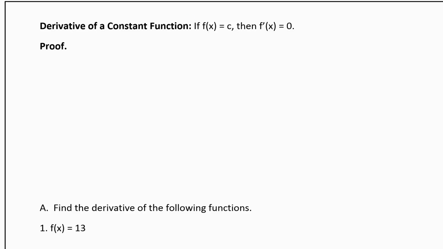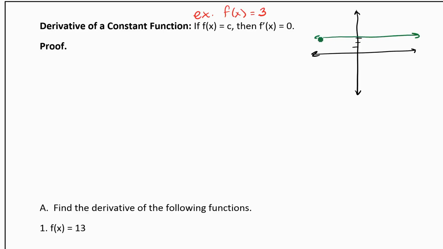So for example, it could be something like f of x equals 3. No matter what number you get in, you get out 3. First of all, let's take a look at the graph. If these were our x and y coordinates, this would be the graph of the horizontal line at y equals 3.